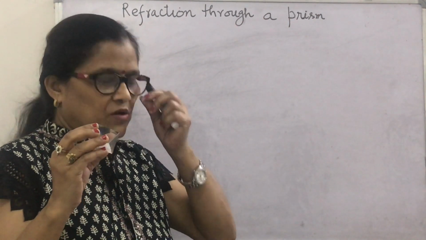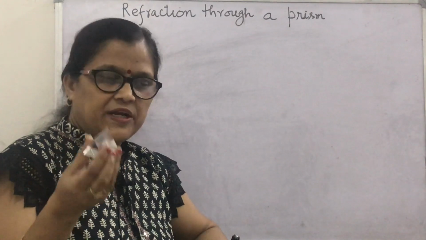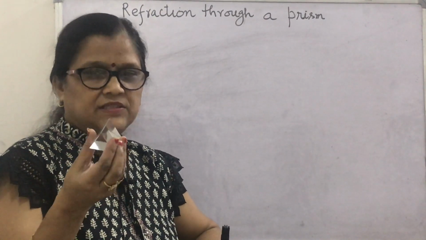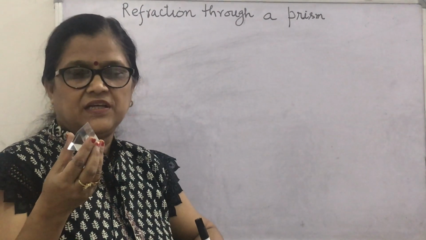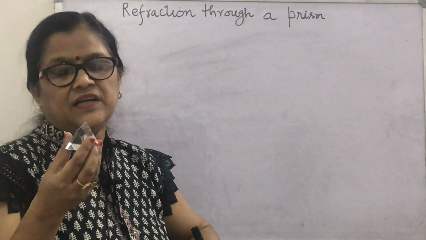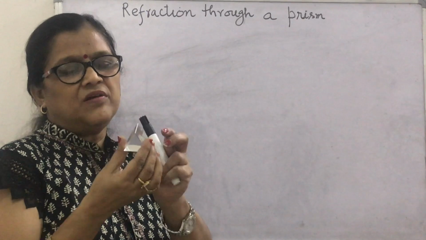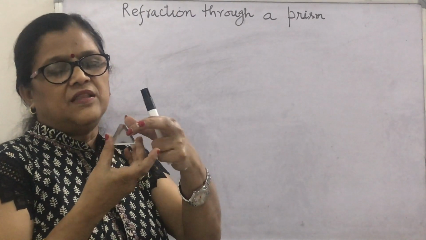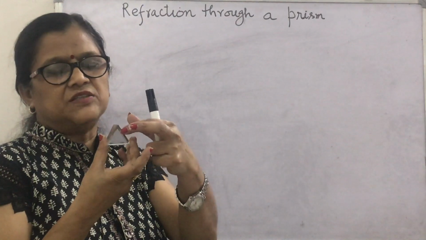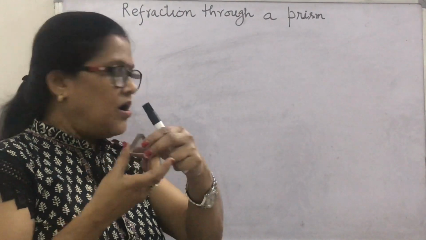A prism is a homogeneous transparent medium such as glass bounded by two plane surfaces inclined to each other at an angle. Look, this is one surface, this is the other surface, and the angle at which they are inclined is called the prism angle. How to show it?